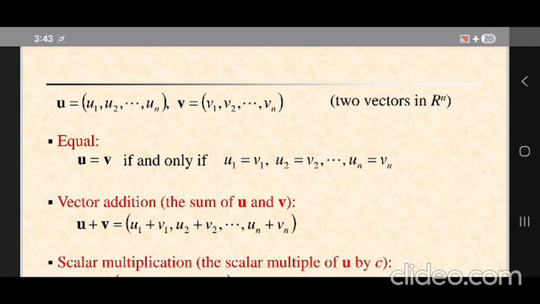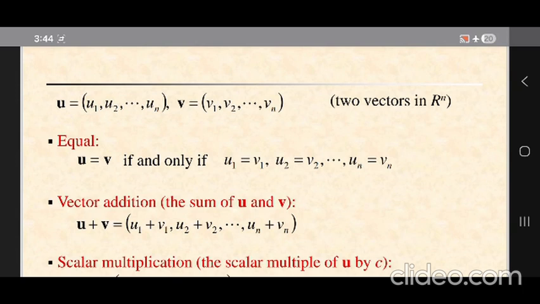Take two vectors u equal to u1, u2, etc., un and v equal to v1, v2, etc., vn, two vectors in R power n. The first condition is equality. Two vectors are equal, u equals v, if and only if the first elements are equal, u1 equals v1, the second elements are equal, u2 equals v2, etc., and the last elements are equal, un equals vn. That is called two vectors being equal, u equals v.